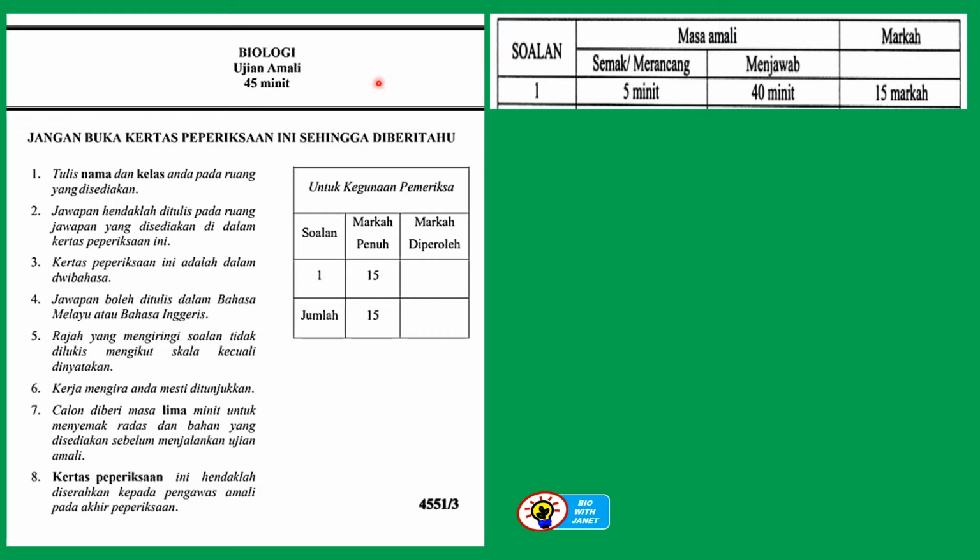Let's go through the instructions on the front page of the biology exam paper. Biology, UJIAN AMALI or practical test, is 45 minutes in length. The code is 4551/3. Sebelum diberi masa 5 minit untuk menyimak radas dan bahan yang disediakan sebelum menjalankan ujian amali, kertas peperiksaan ini hendaklah diserahkan pada pengawas amali pada akhir peperiksaan. Take note that the time to plan and check your apparatus and materials is 5 minutes before you start carrying out the experiment. Masa menjawab 40 minit dan markah ialah 15 markah, 15 marks.